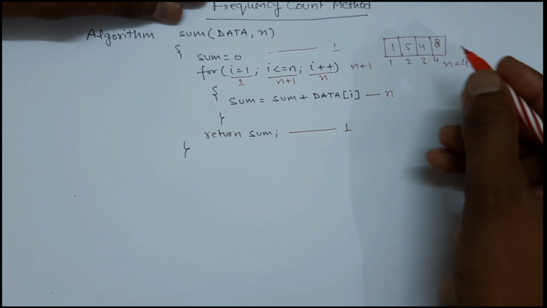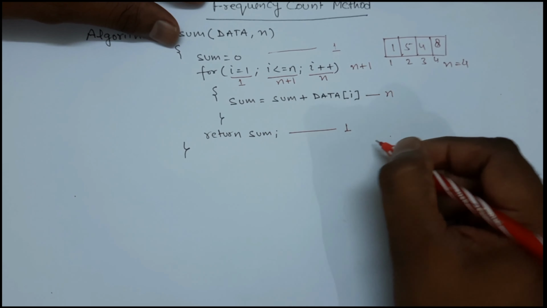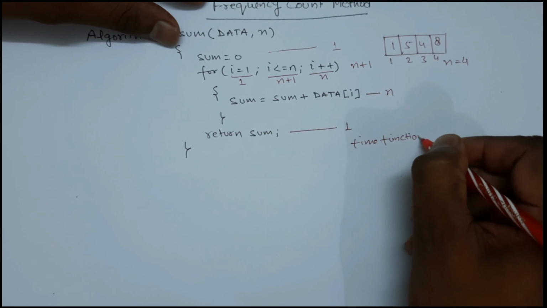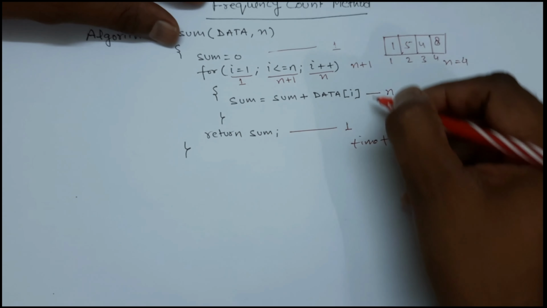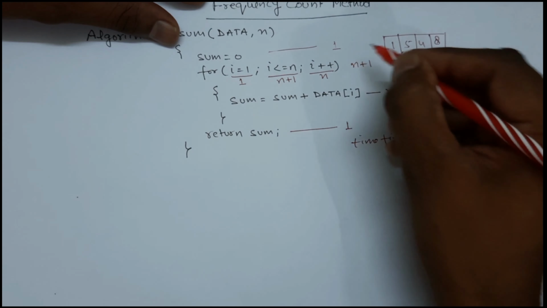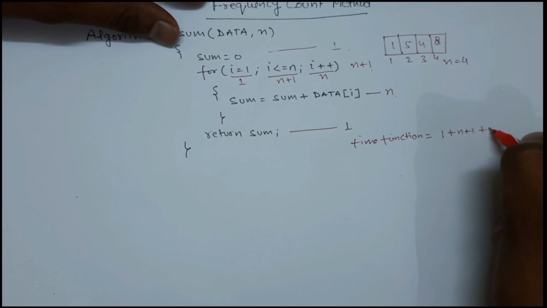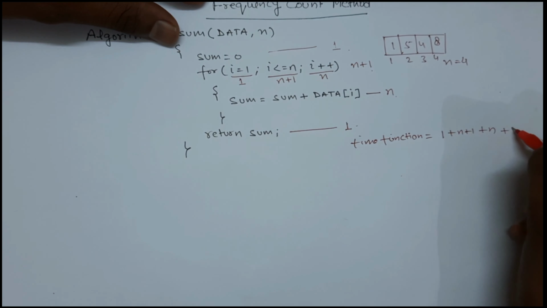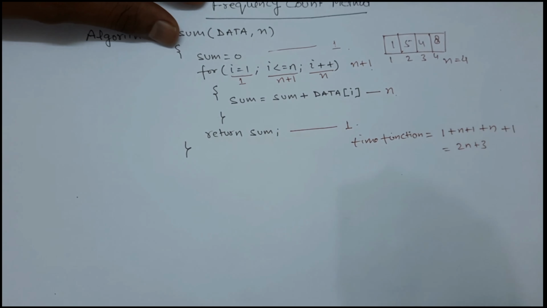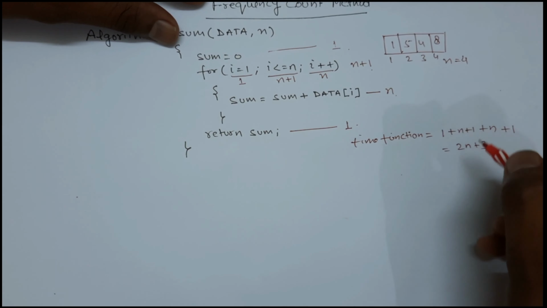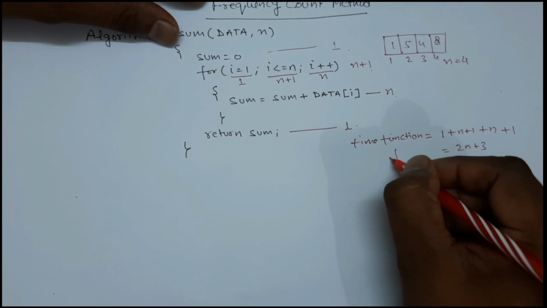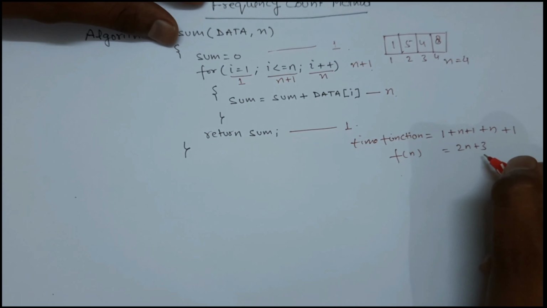So the time function can be calculated as the sum of all of these times. So it is 1 plus n plus 1, this plus n, and this plus 1. So it is 2n plus 3. So the time function is represented by f of n, that is equal to 2n plus 3.